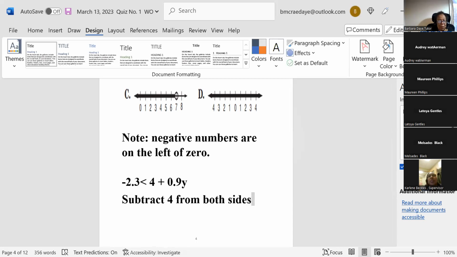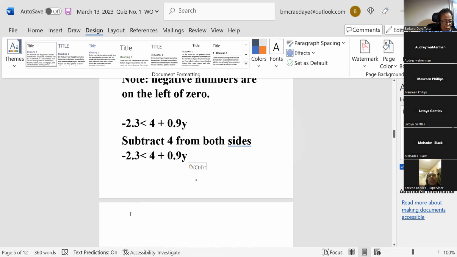All right. Now that would give you, on the left side, a minus 6.3, right? Because we subtracted. So this would be a minus 6.3, correct? Because a minus 4 and a minus 4, and we did it on the right side too. So that 4 comes out, and we just have the 0.9y.